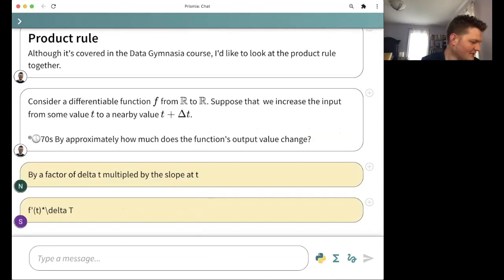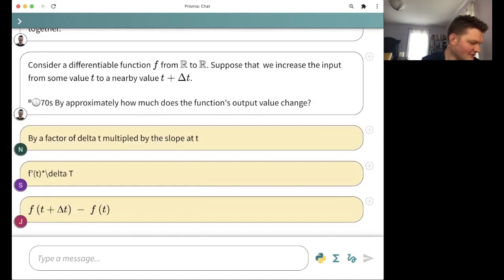Cool, so a couple of answers there. Actually, I'll share a third one. So these are all correct. Yeah, so literally how much it changes by is f of t plus delta t minus f of t. So you start at f of t, and then after you make the change, you're at f of t plus delta t. So how much does that change by? You subtract. So this is exact.